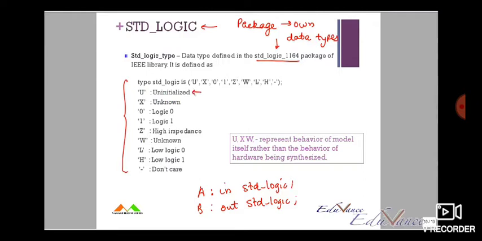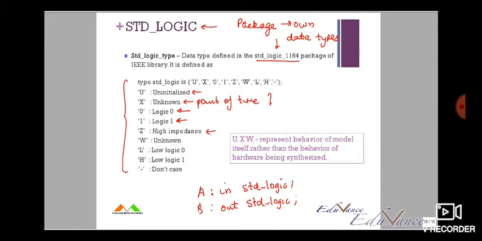it could be uninitialized, means I have not given it an initial value. It could be unknown, that at this point of time I don't know the value. It could be the traditional logic 0, it could be the traditional logic 1, it could be high impedance.